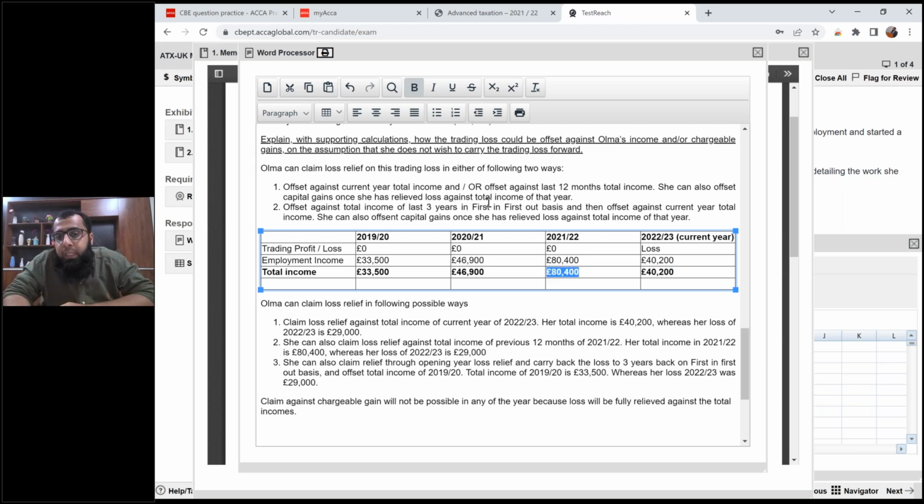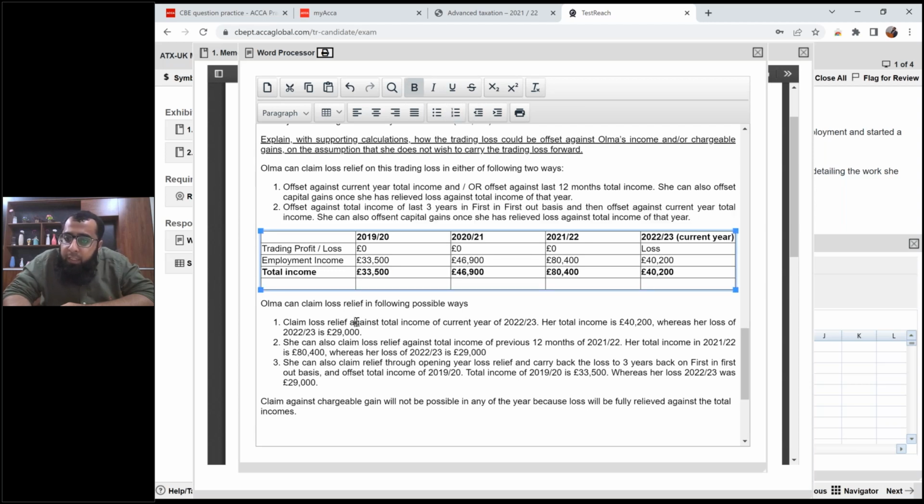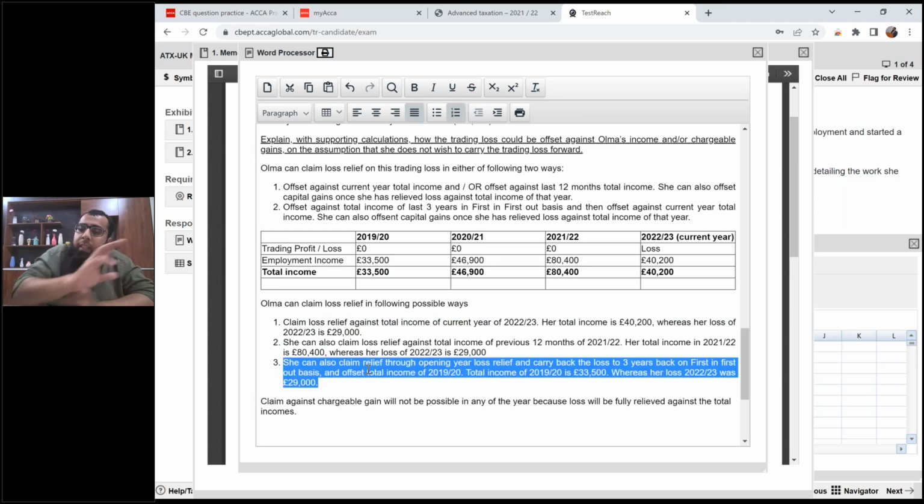Another option is opening year loss relief. In the opening year, you go back 3 years automatically. From 2022-23, you go back 3 years and you will offset there. So you said in the current year, you can offset in the last 12 months, and you can offset 3 years back.